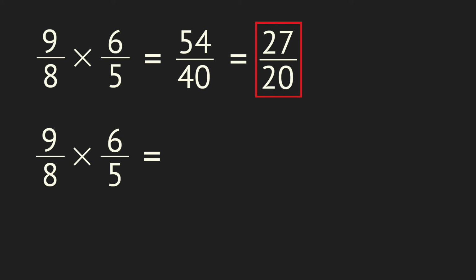Now we answer the same question using the faster way. First, we do diagonal reduction. We compare the first numerator with the second denominator. They have no common factors, so we compare the second numerator with the first denominator. We see that they are both divisible by 2, so we cross off 6 and replace it by 6 divided by 2, which is 3. We also cross off 8 and replace it with 8 divided by 2, which is 4. Now we multiply the two denominators to get 20, and we multiply the two numerators to get 27.